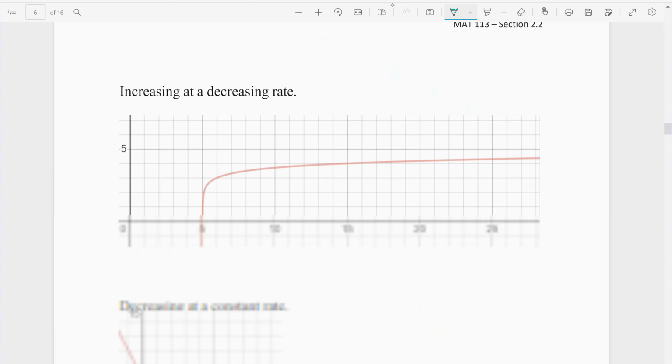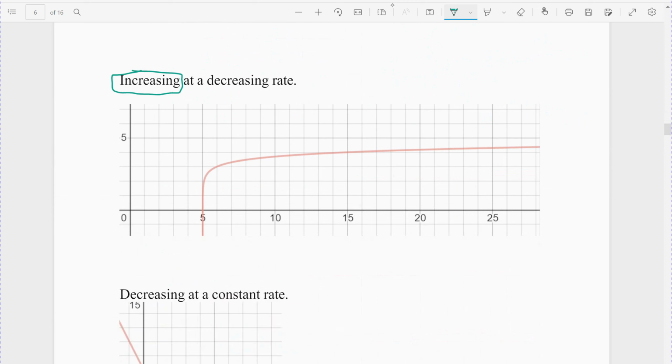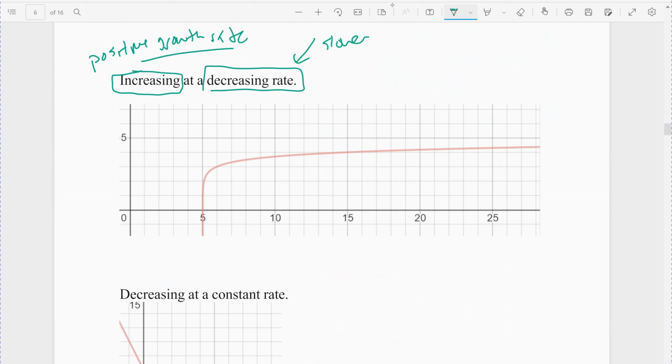All right, next one is still increasing, so we're still moving up, but this time its rate is decreasing. So we're getting slower and slower. Still moving up, but it's moving up at slower and slower rates. So it's a positive growth rate, because we're still moving up. However, it slows down as you move along the line, as time goes on, or whatever those numbers represent. The speed gets slower, the rates get slower.